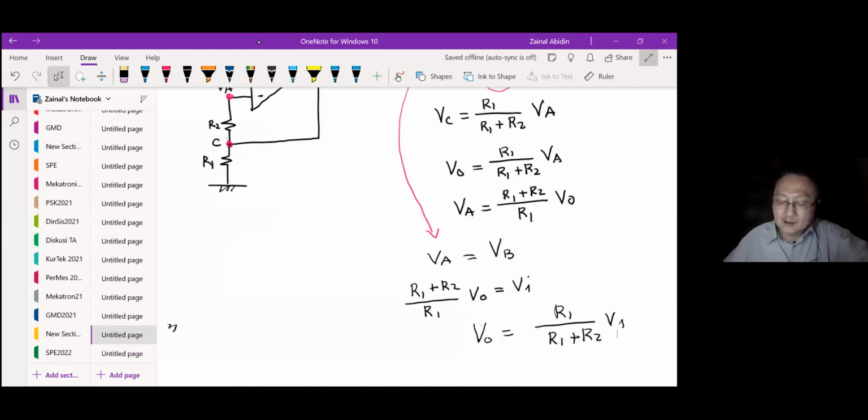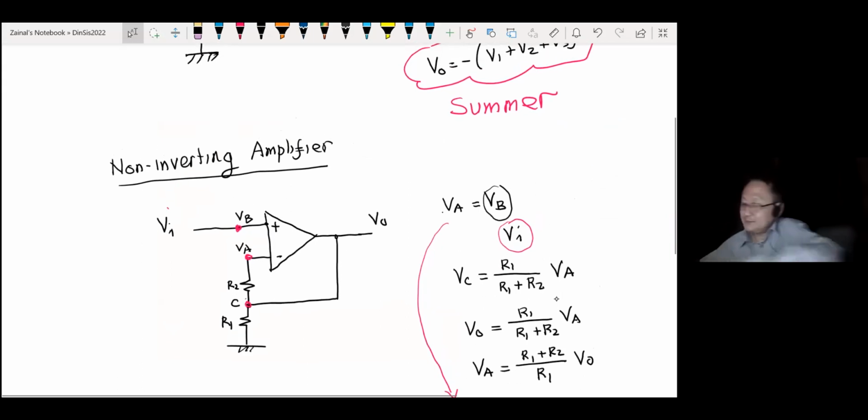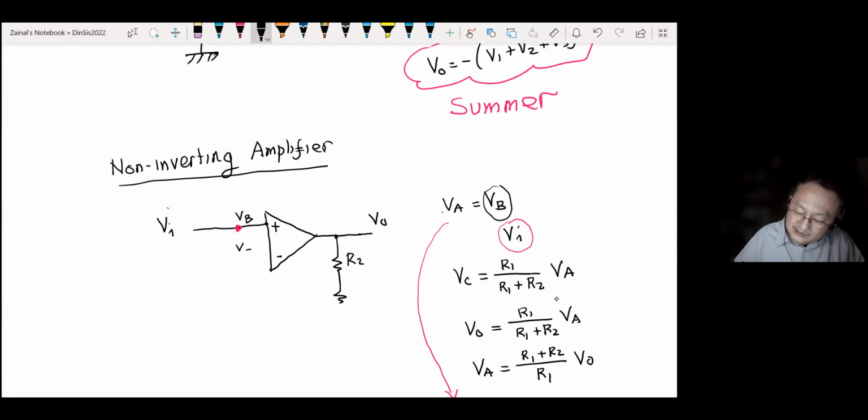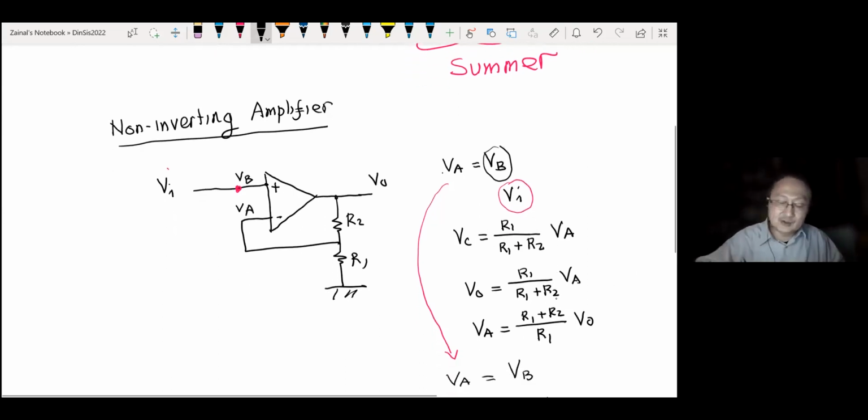Nah, ini ya. Non-inverting amplifier must be something like this one. Ini salah nih, kebalik ya. Oke, jadi yang itu benar. So, this one is R2. This one is R1. So this one is connected. If this one is A, this one is B, right? So look at this one.